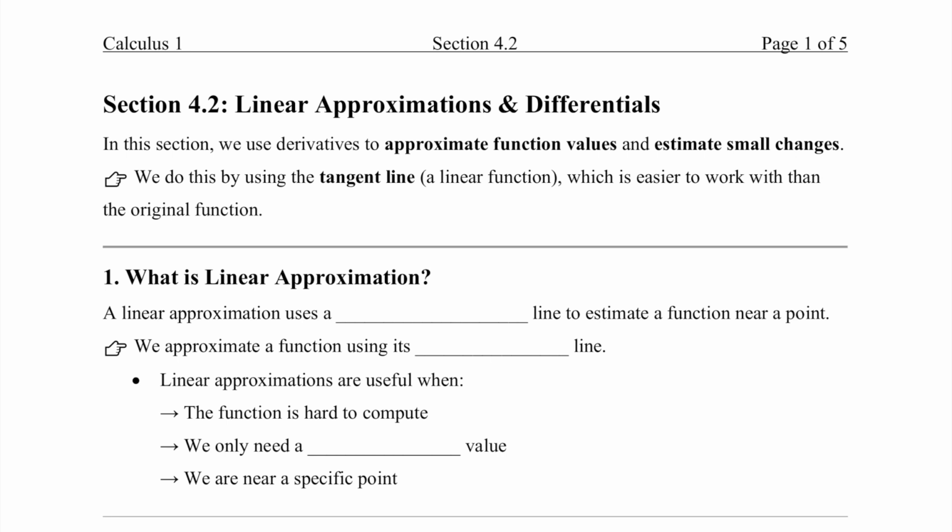So, what exactly is a linear approximation? A linear approximation uses a tangent line to estimate the value of a function near a specific point. In other words, we are replacing the curve with a straight line, but only locally near that point. So when you hear linear approximation, think we are using the tangent line.